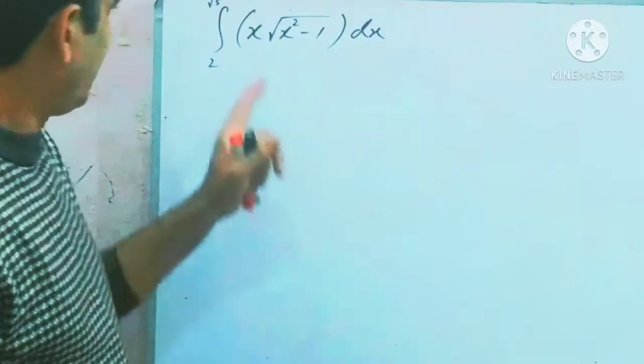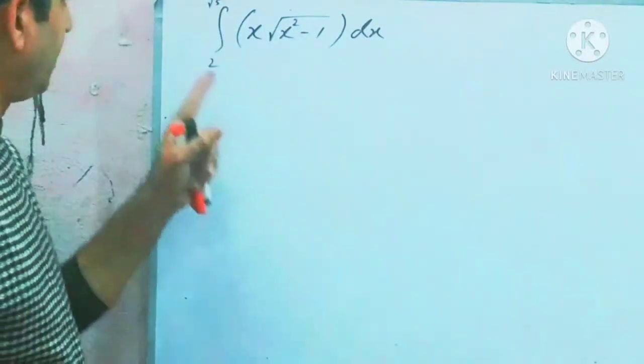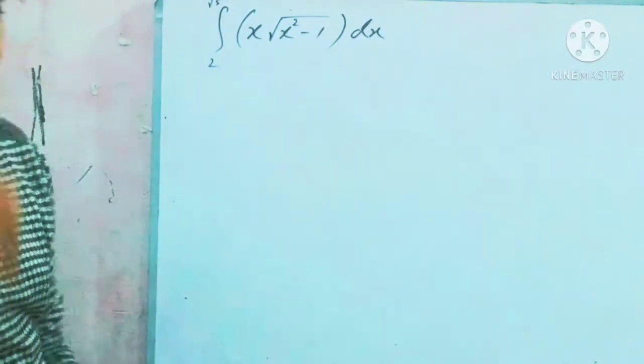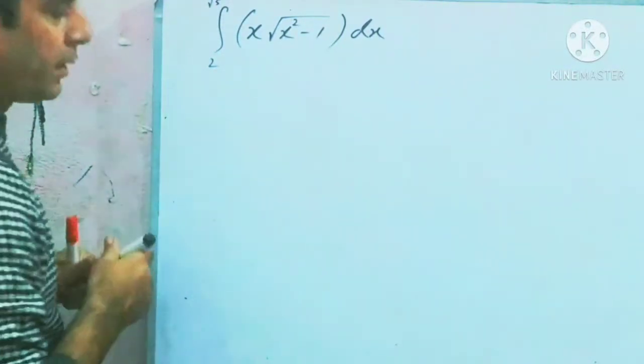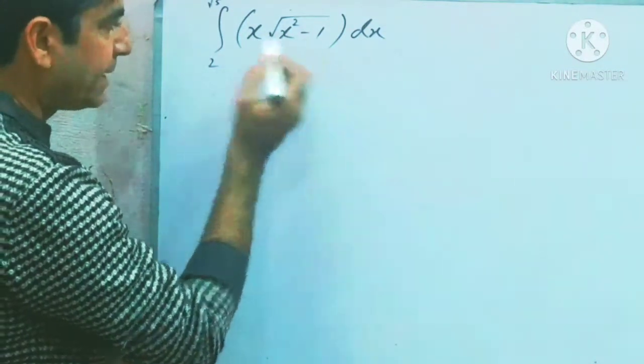Another lecture of definite integrals. In this lecture, I have started with a question which is very easy, but the upper limit is square root of 5, that will make difficulty for you. Start the question by multiplying this.